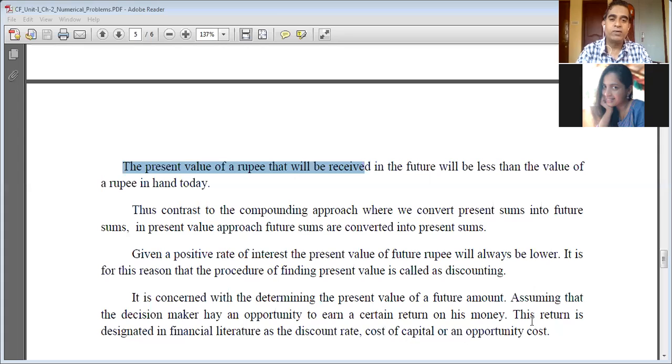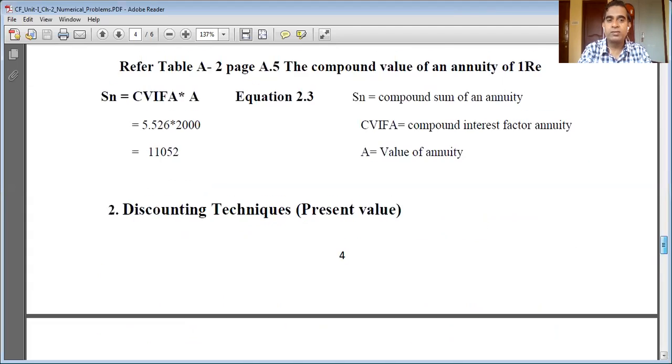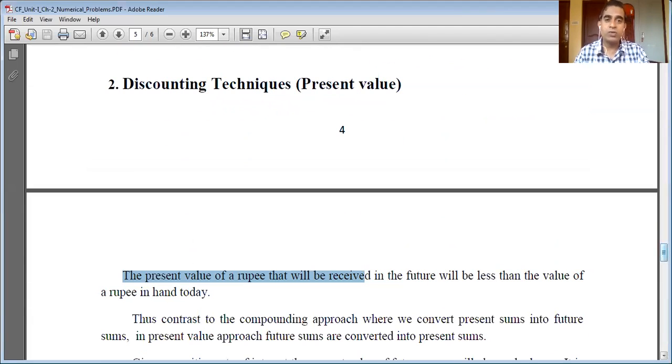So we were learning about techniques of time value of money. We have already learned the first technique, the compounding technique, where we convert present sums into future values. Now we are learning discounting techniques, where we convert future values into present value. One point you should always remember: the present value of a rupee that will be received in future will be less than the value of a rupee in hand today.